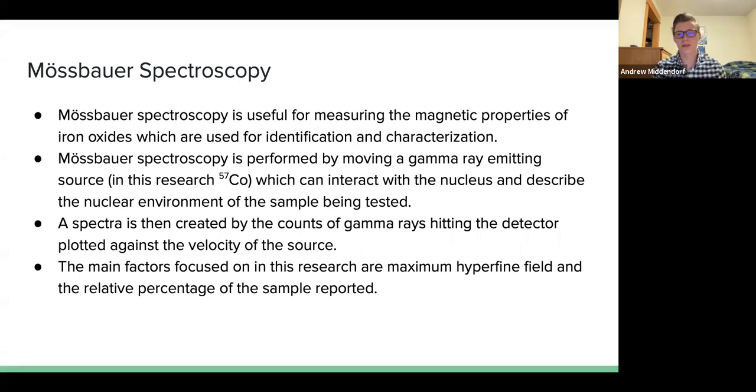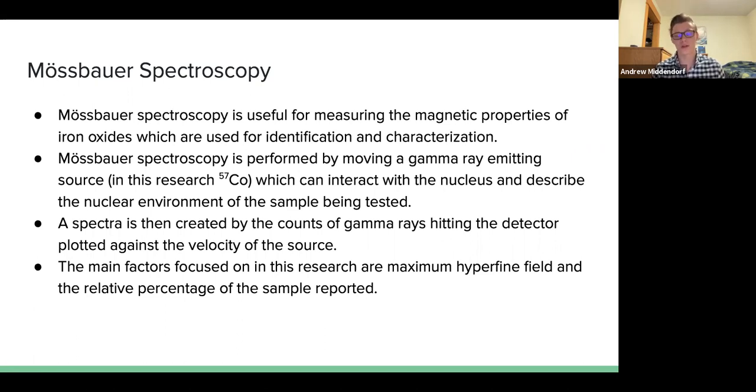Mössbauer spectroscopy, for those of you who aren't familiar with it, is performed by moving a gamma ray emitting source. For iron oxides, this is typically cobalt-57. These gamma rays can then interact with the nucleus of our sample or absorber, and that can give us information to describe the nuclear environment of the sample being tested.